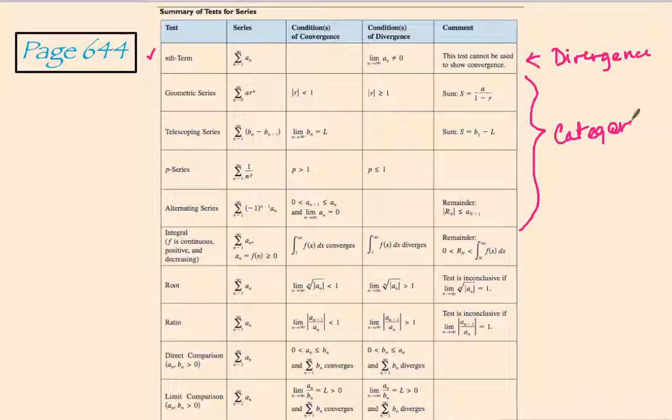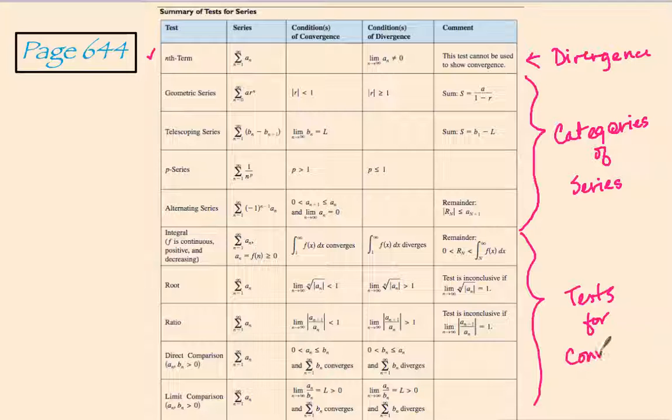So remember that we have 2 things that we look at. Categories of series which follow certain rules for convergence and divergence, and then we have just tests. So these are actually tests for convergence. We only have 1 test for divergence. We have 4 categories of series, and then we have 5 tests for convergence.